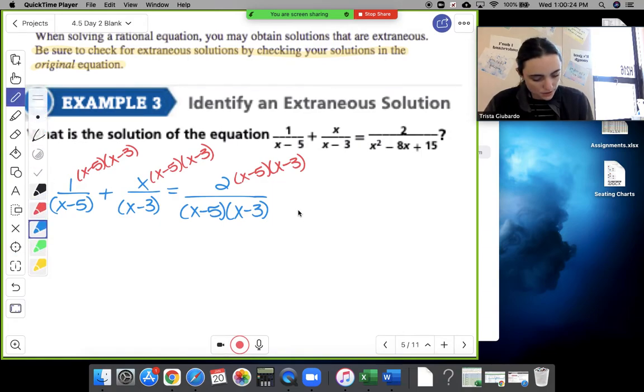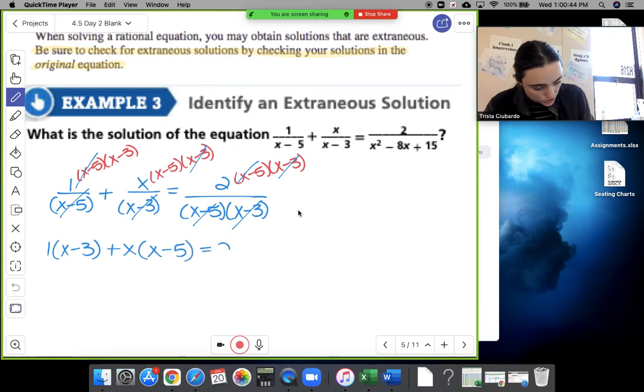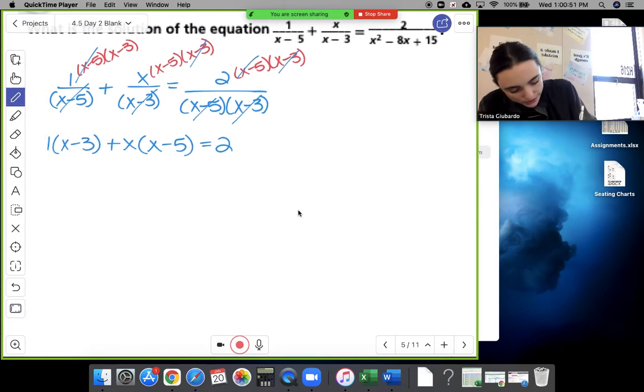All right. So I multiplied each fraction by the least common multiple. I'm going to cancel the portions of the denominators that cancel. So the x minus 5's cancel, x minus 3's cancel, x minus 5's cancel, x minus 3's cancel. So then I'm left with 1 times the x minus 3 plus an x times an x minus 5 equals 2 times nothing extra left there. Scooch that up a little bit. So I'm going to go ahead and distribute. That gives me x minus 3 plus x squared minus 5x equals 2.